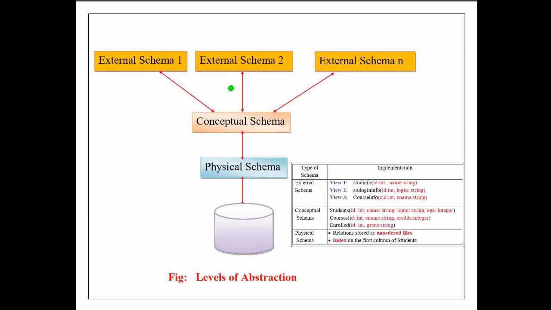Where physical schema describes how data are actually stored on storage devices. That is, it gives a complete description of the physical storage of the database such as data representation methods, file organization and access methods, etc. And this schema provides the lowest level of data abstraction. Usually, system programmers work at this level.